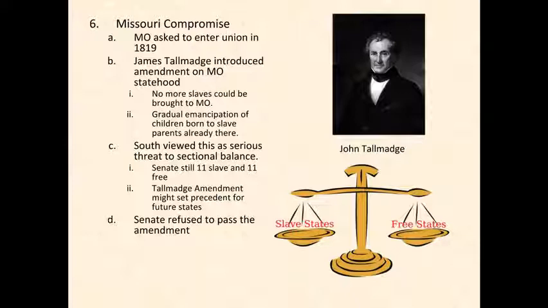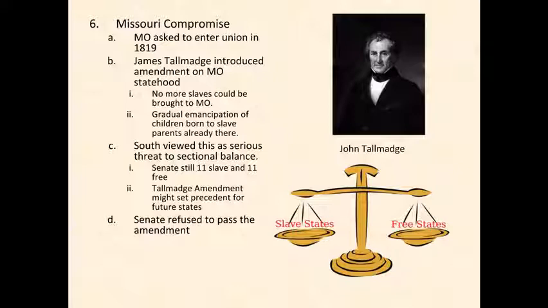So the South viewed this as a serious threat to the balance of slave versus free states in our country. So they tried to have an equal balance, or an equal amount of slave states and an equal amount of free states. So right now, the Senate still has 11 slave states and 11 free states. With the Talmadge Amendment, it might set the precedent for future states on whether or not they would be slave states or free states, basically encouraging that future states with this amendment would now not become slave states.